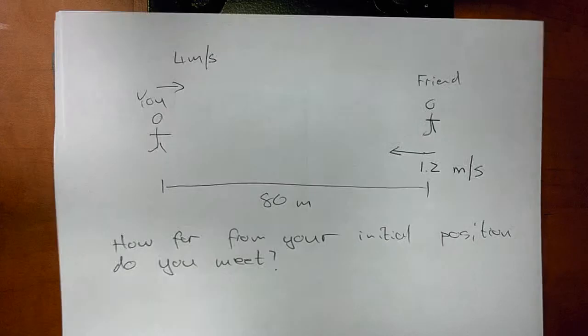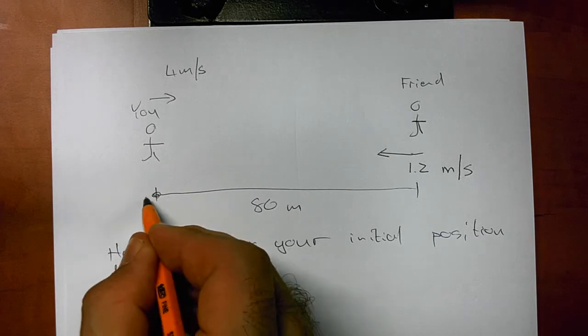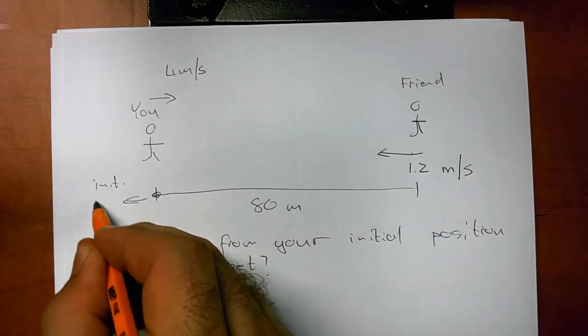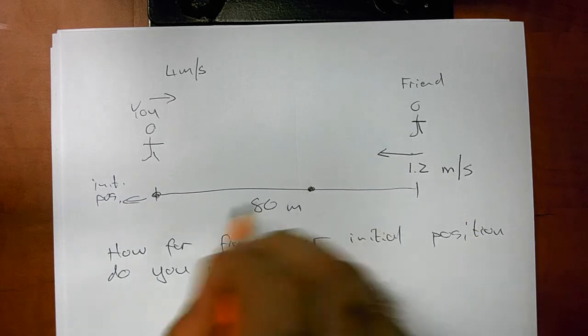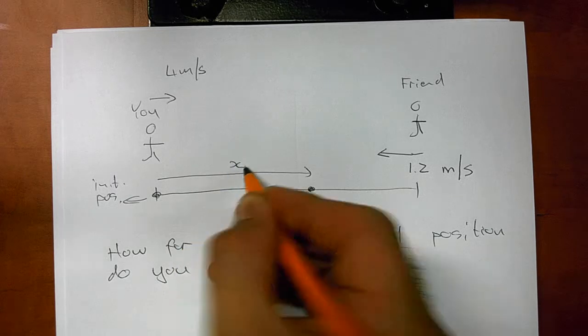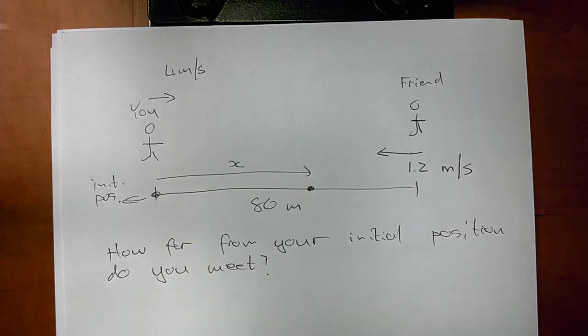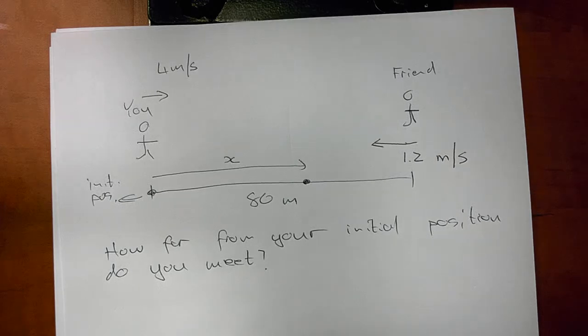Right, so when we mean how far from initial position, we mean this is your initial position, and you and your friend will meet up somewhere in between. We don't know what it is, so let's give this thing a name, x. So we need to calculate the value of x. How far from your initial position do you meet up with your friend?